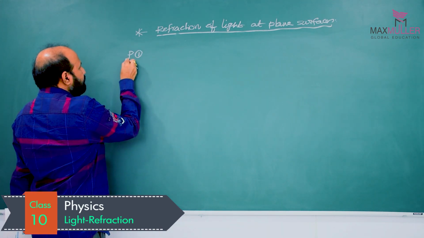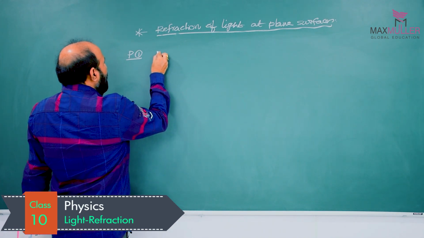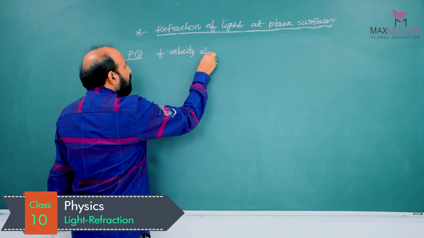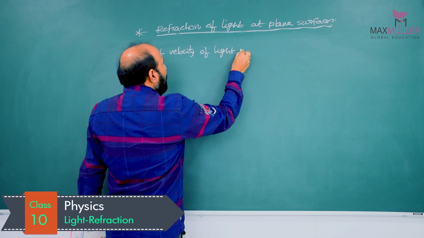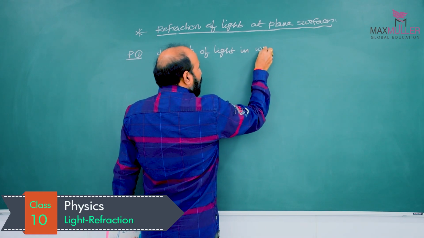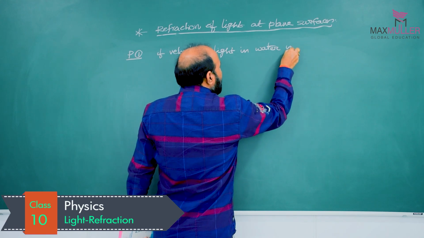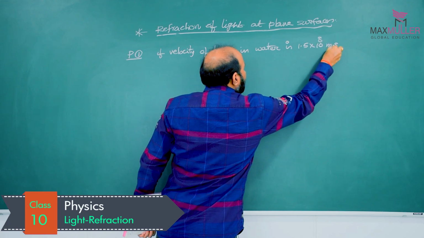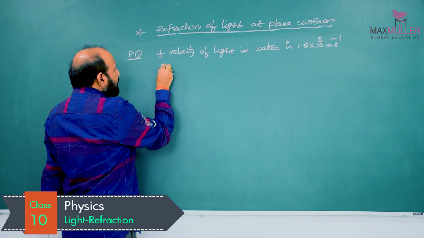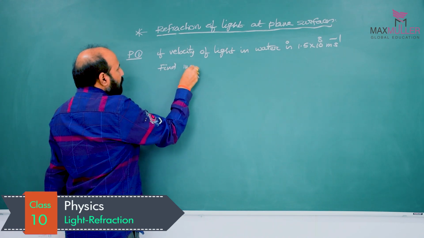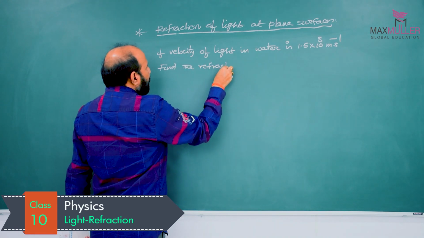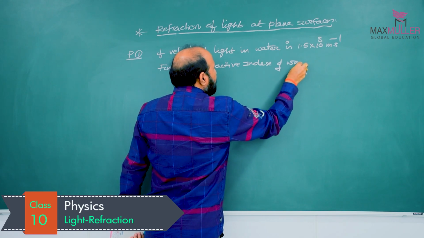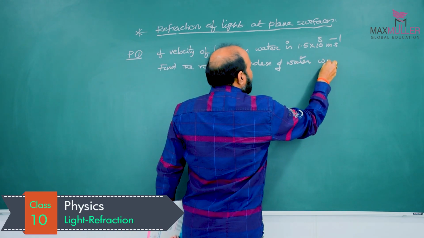Problem number 1. If the velocity of light in water is 1.5 into 10 power 8 meter per second, find the refractive index of water with respect to air.